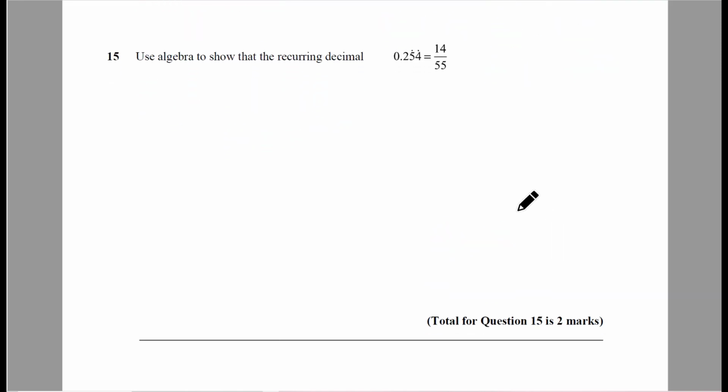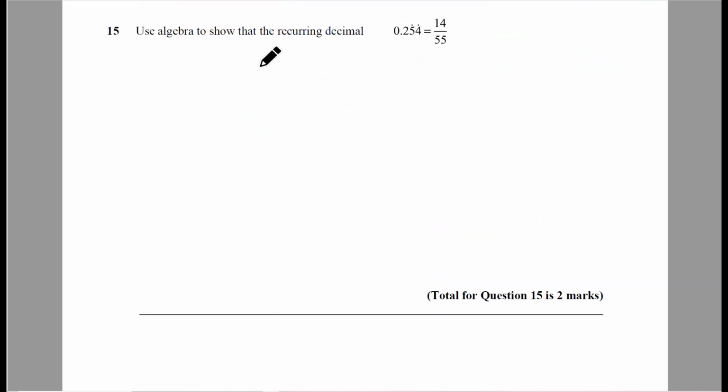Oh, 15. Love these questions. Use algebra. So if it says prove or show that, always use algebra. So we've got x. This should be a banker. So just let x equal 0.254, with the 54 repeating. I like to do this out of habit, so I know what to do.